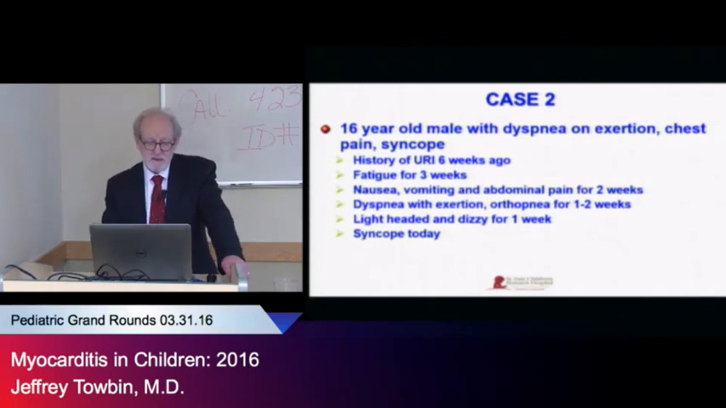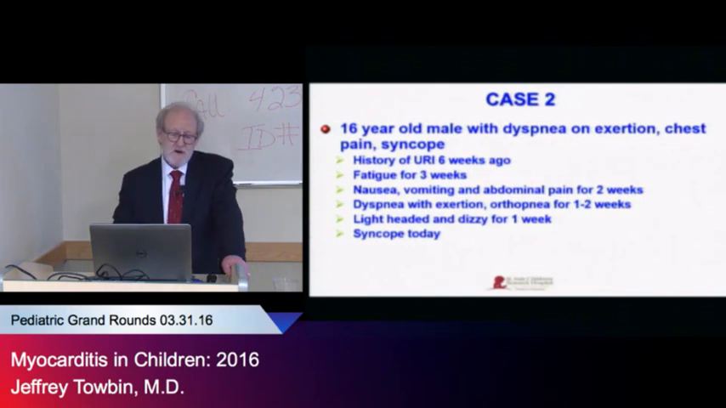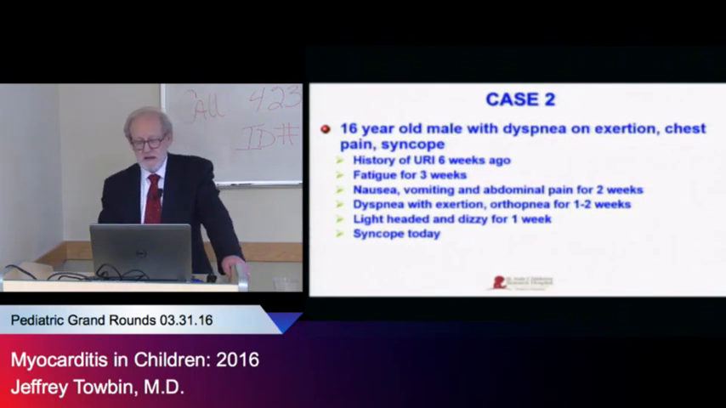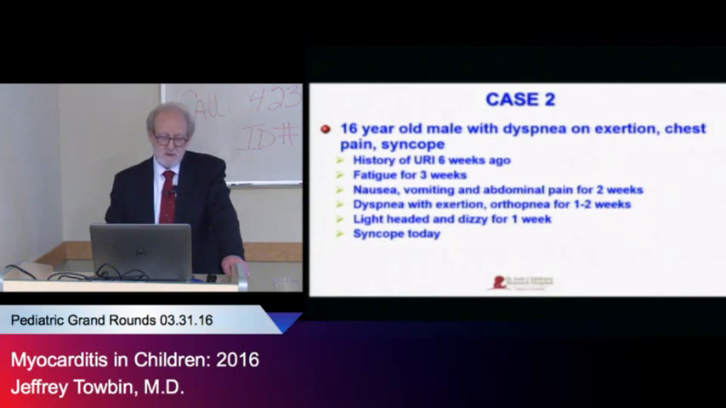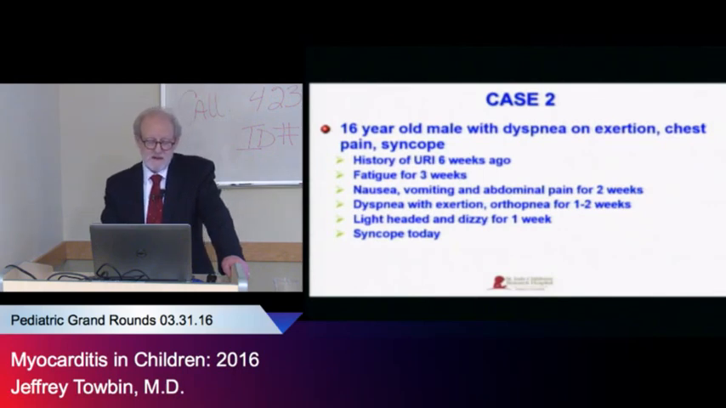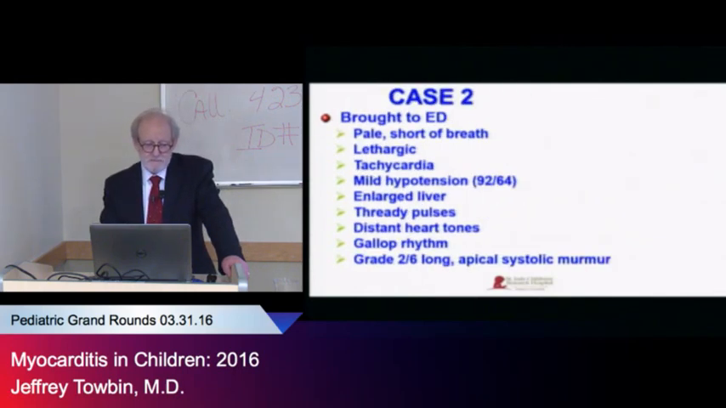Second case, the opposite end of the spectrum for us in pediatrics, is a 16-year-old boy who presented with dyspnea on exertion, chest pain, and syncope that just occurred. He had a history of a URI about 6 weeks prior, was fatigued for the past several weeks, had some intermittent nausea, vomiting, and abdominal pain for a couple of weeks, dyspnea on exertion, orthopnea while sleeping for a week or two, was lightheaded and dizzy, and developed syncope.